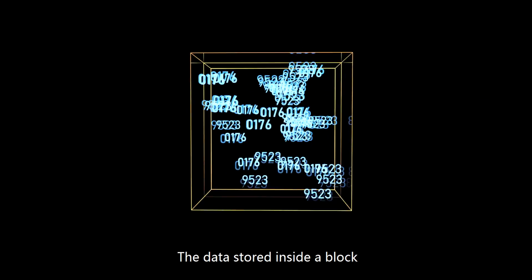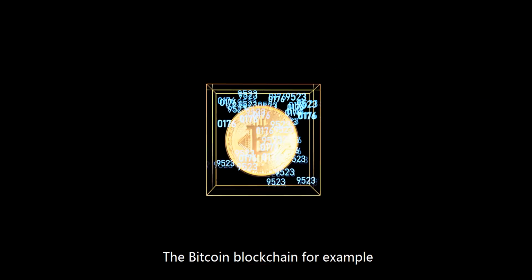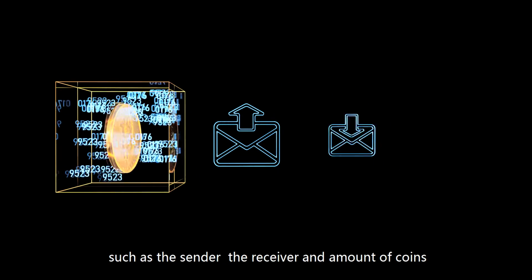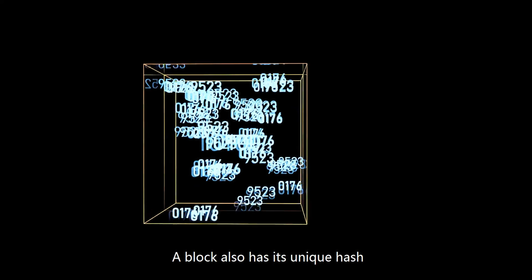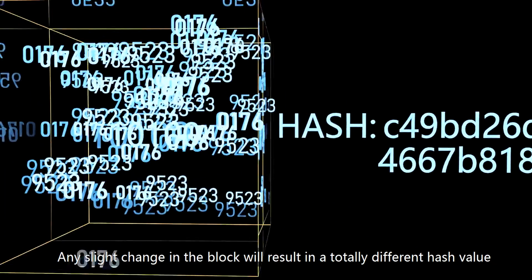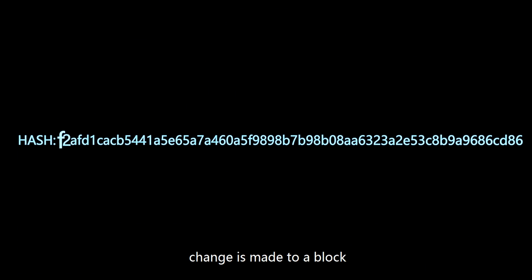The data stored inside a block depends on the type of blockchain. The Bitcoin blockchain, for example, stores the details about a transaction, such as the sender, the receiver, and the amount of coins. A block also has its unique hash. Any slight change in the block will result in a totally different hash value. So it's easy to detect whether any change is made to a block, simply by computing its hash.